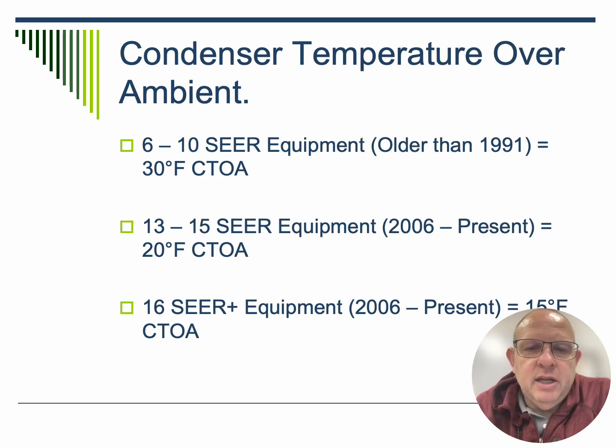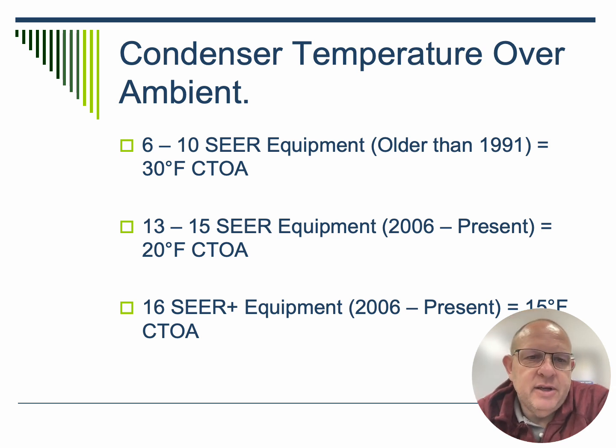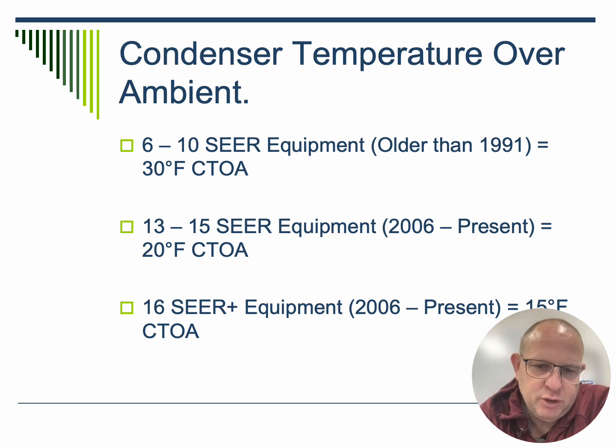So one of the ways that we can predict or check how a system is operating is by the condensing temperature over ambient of our particular units. For the purposes of this class, we're dealing with a lot of 13 to 15 SEER units, R410A, and a lot of 6 to 10 SEER units, R22. So the two numbers that we will use to predict what the high side pressure is going to be running will be the 30-degree condensing temperature over ambient, and also the 20-degree condensing temperature over ambient.